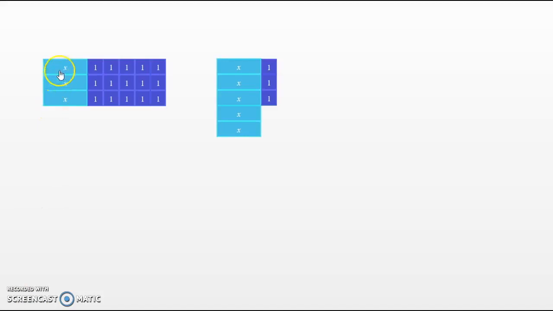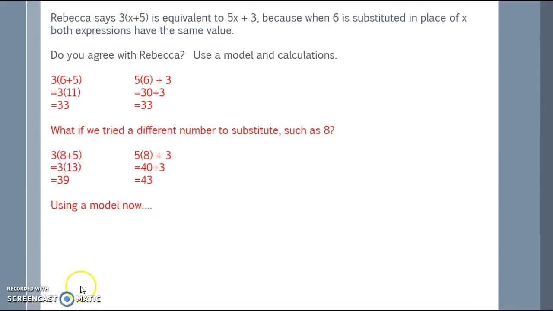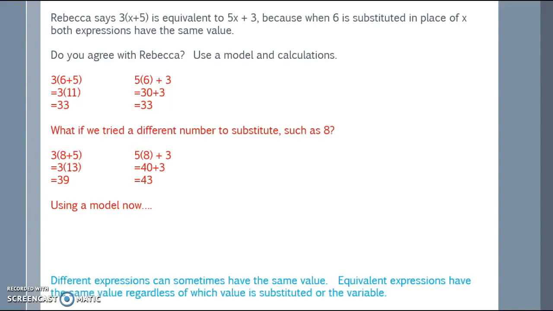On the left, you'll see I have 3 groups of x plus 5. So I have 1 group, 2 groups, and 3 groups. And on the right, I have 5x plus 3. Notice these are not equivalent because they do not create the same shape, first of all. And second of all, they don't have the same amount of 1 values or x values on the left or the right. That tells us then that different expressions can sometimes have the same value. However, equivalent expressions have the same value regardless of which value is substituted for the variable.